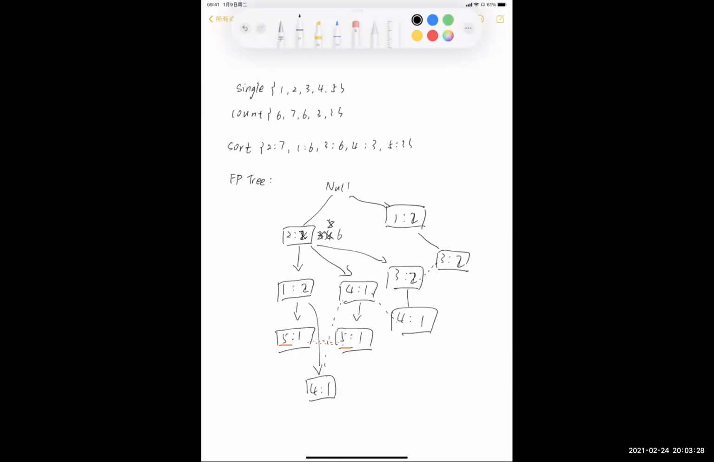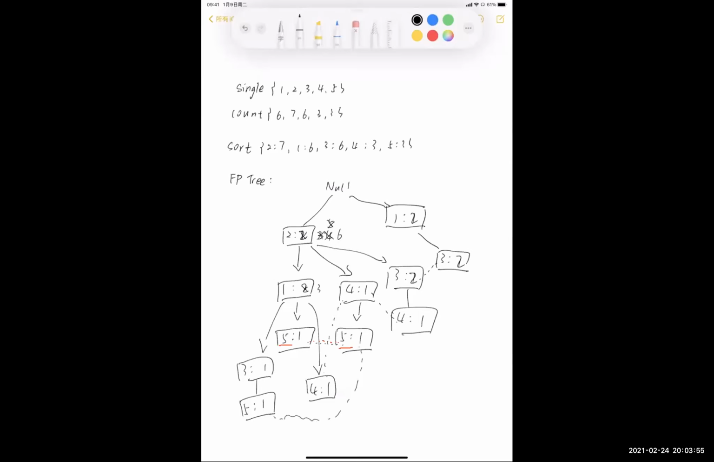2, 1. I'm going to have another node, 3, and 5. So for the link here, I'm not sure. Should we follow the sequence? We need to generate a link like this.